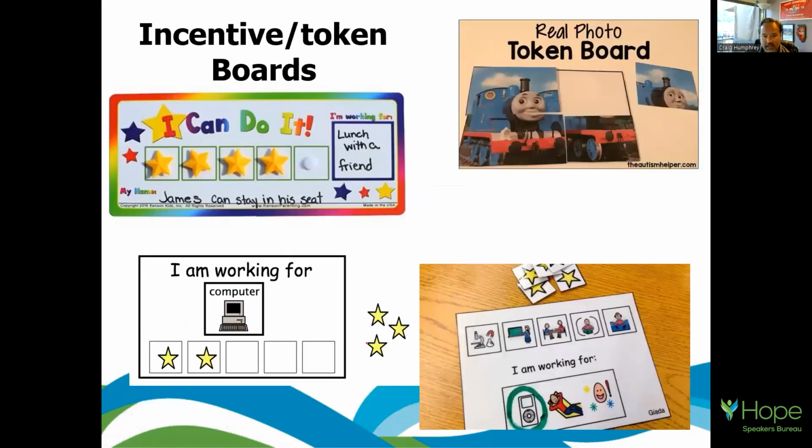Incentive and token boards. I know I mentioned this earlier. These are really, really nice because I can see right here, I can select whatever activity I'm working on, what activity I'm doing, and what I'm working for. So I'm doing my activity, I go through the activity, I earn my 5 stars, and then I get nothing. Or I've got my Thomas the Train, I've got 4 token puzzle pieces. As I go through that activity, I earn my puzzle piece, my token piece. When I get all 4, I have time with Thomas the Train. Just another way to visually show progress through the activity and what you're going to earn.